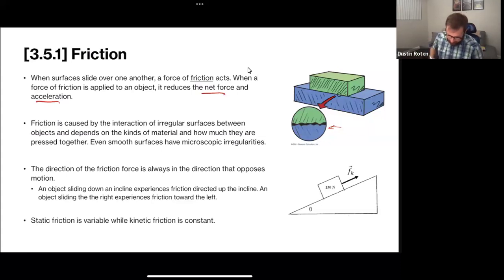So something to remember, and this is important when you're setting up problems in your problem sets: the direction of the friction is always in the direction that opposes motion. In this picture here, we've got this block sliding down the ramp. We know it's going to slide down. That's just common sense. So whatever the direction of your motion is, friction's always going to be in the opposite.